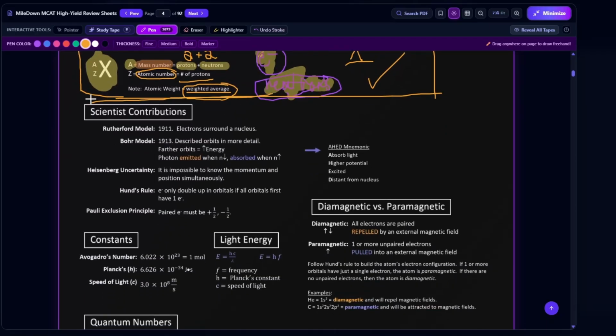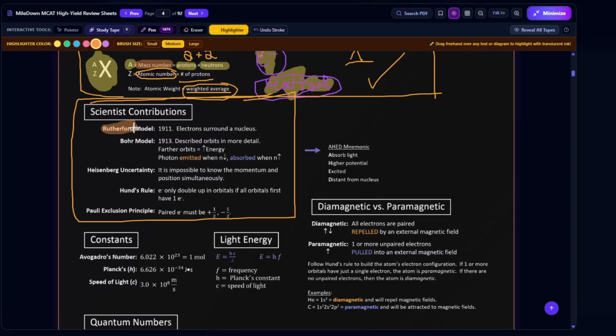And then scientific contributions. There were people who tried to figure out what's happening in the atom, and these people are Rutherford, Bohr, and Heisenberg, the scientists and researchers who helped us understand atoms, right?